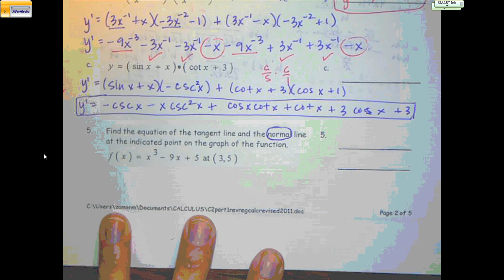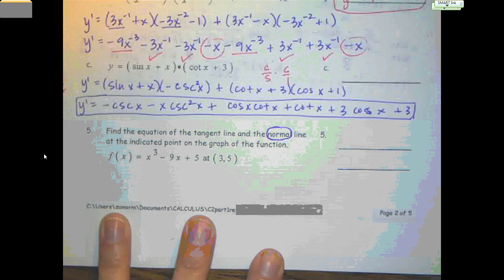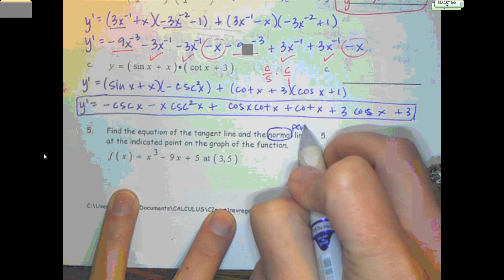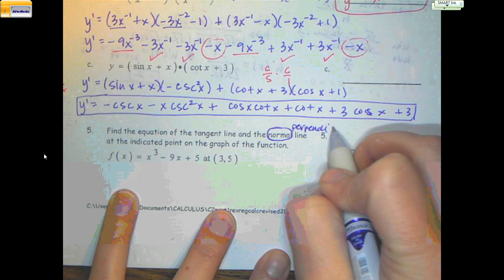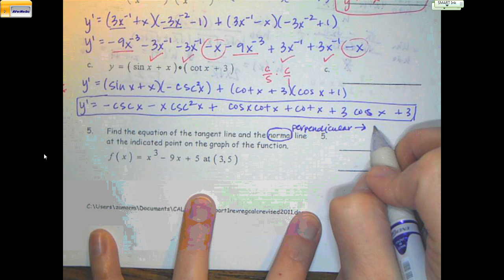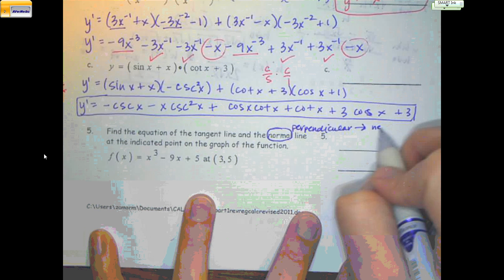Number 5, find the equation of the tangent line and the normal line. Have we done that before? We've never used that word in here before. Normal is a fancy word for perpendicular. If you have a slope, how do you get a perpendicular one? The negative reciprocal.